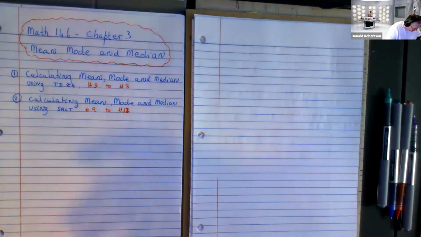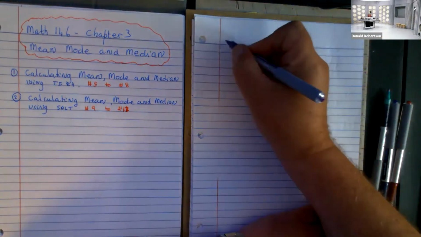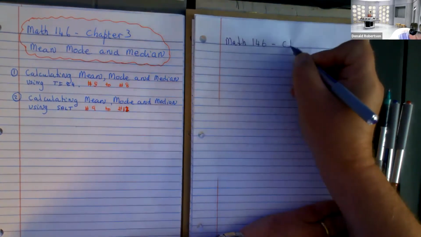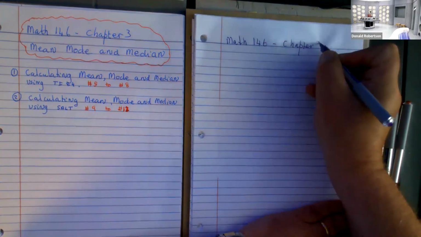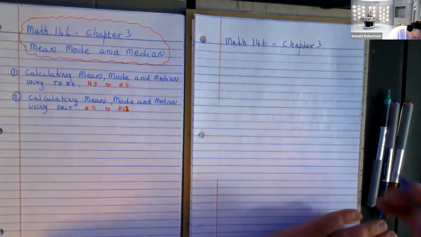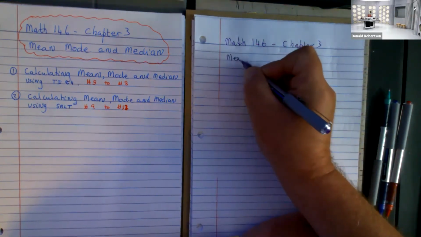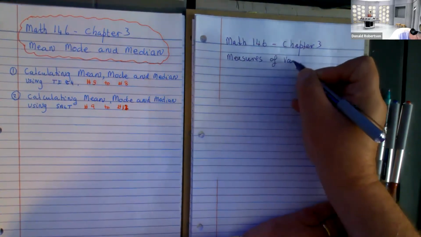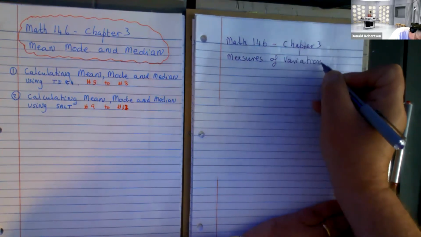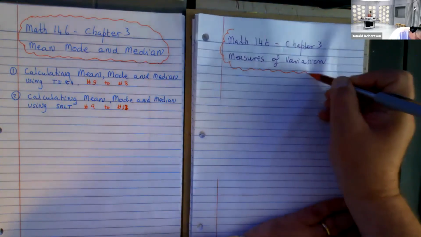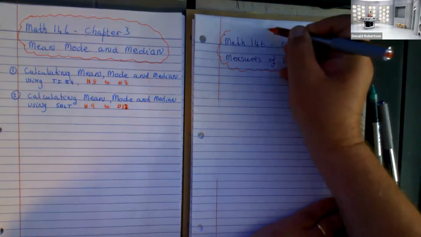So we're now going to look at our next section. It's also, I believe, part of chapter 3, and it should be to do with variation. Let's find out what it's called. Measures of variation. That's it. Let's do some notes then.